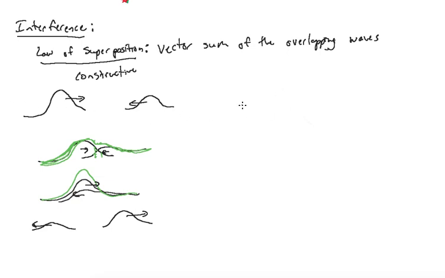Next, what about this? What happens if we have a crest traveling this way, meeting a trough, a dip down there like that? Well, the same sort of thing happens. You'll have the crest like that, and then the trough slightly overlapping it here, and what you're going to do is go point by point.